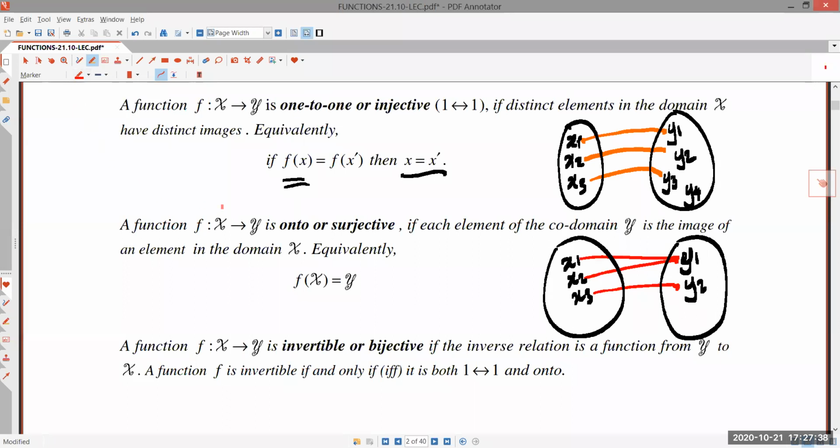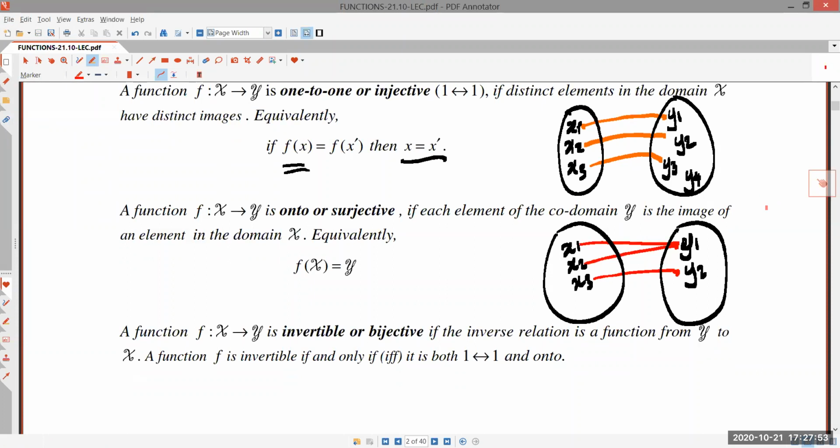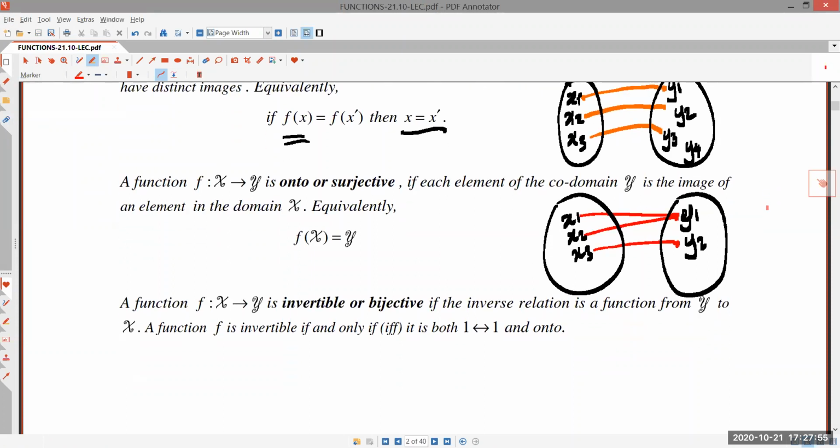Okay, let me talk a little bit about it, and I will try to solve this problem with you. So here we have onto, surjective, and one-to-one, injective. You can keep these things in your mind, and then we have functions which would.